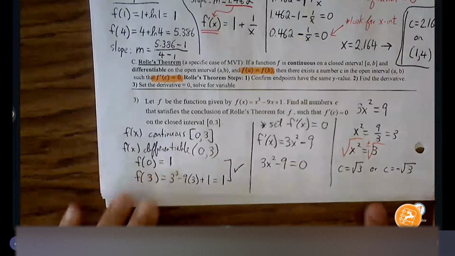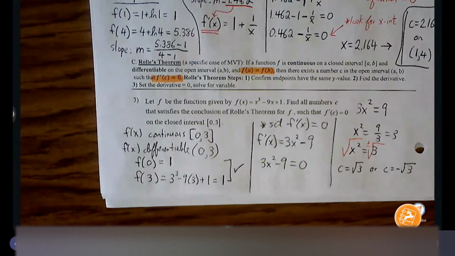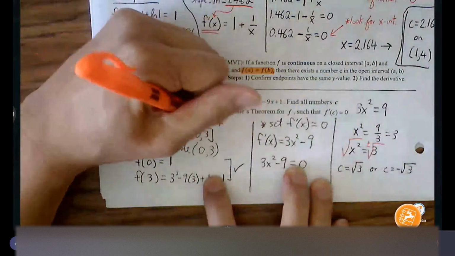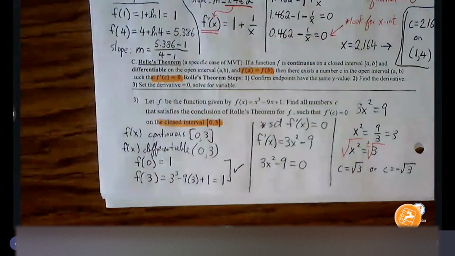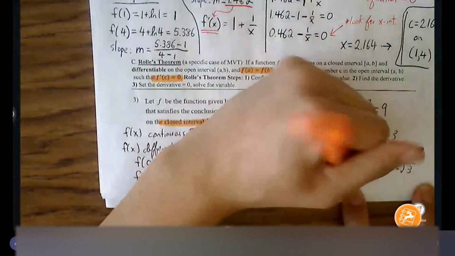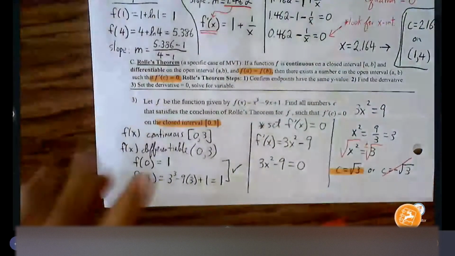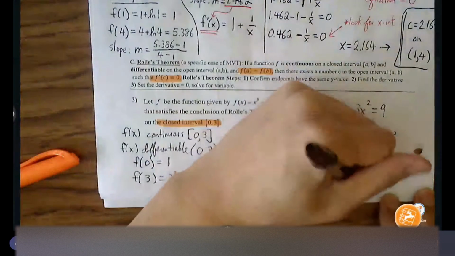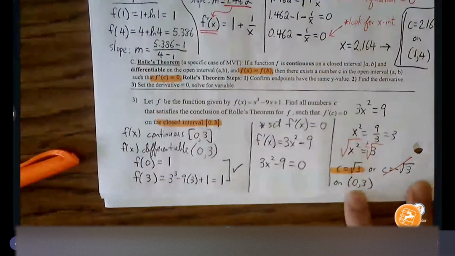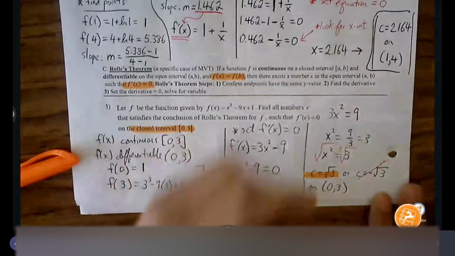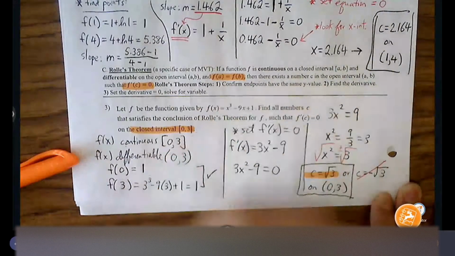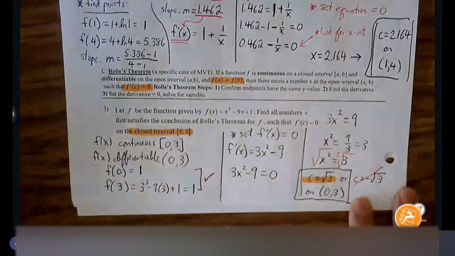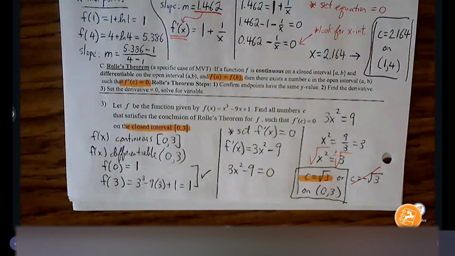But what do we have to consider? The bounds, right? So even though there may be a slope 0 in both locations, for our problem, though, we only care about our interval. So anything outside the interval, we're just not going to keep. So our interval is from 0 to 3. So negatives is going to be out. Just c equals root 3. Okay, any questions?